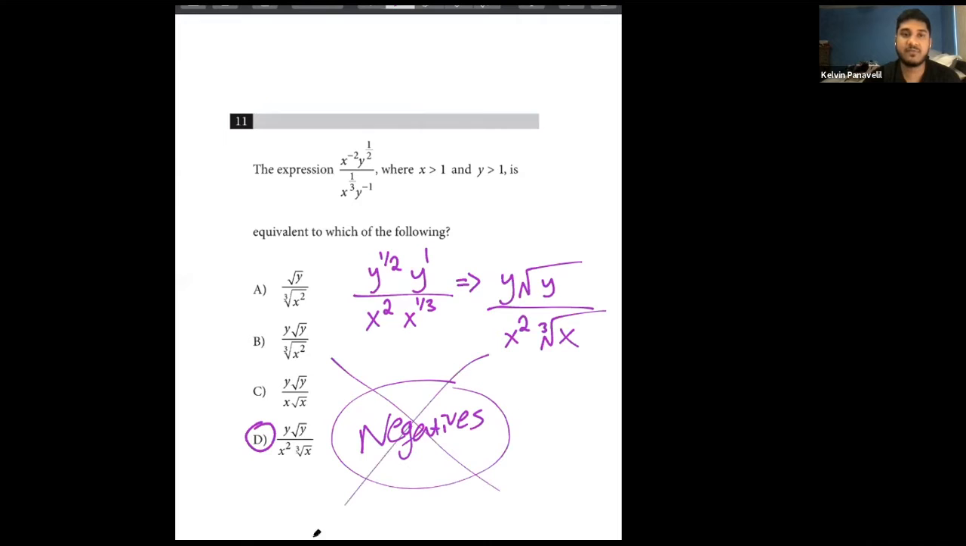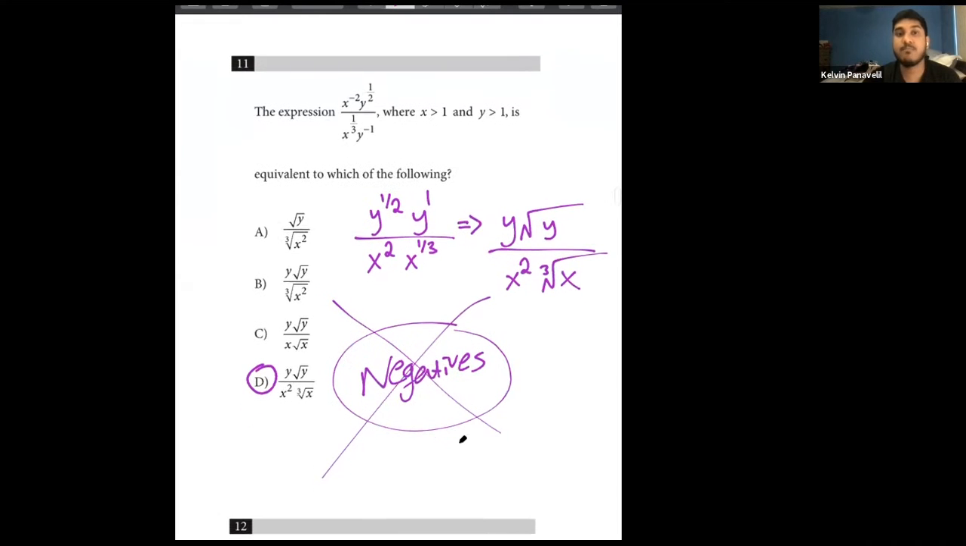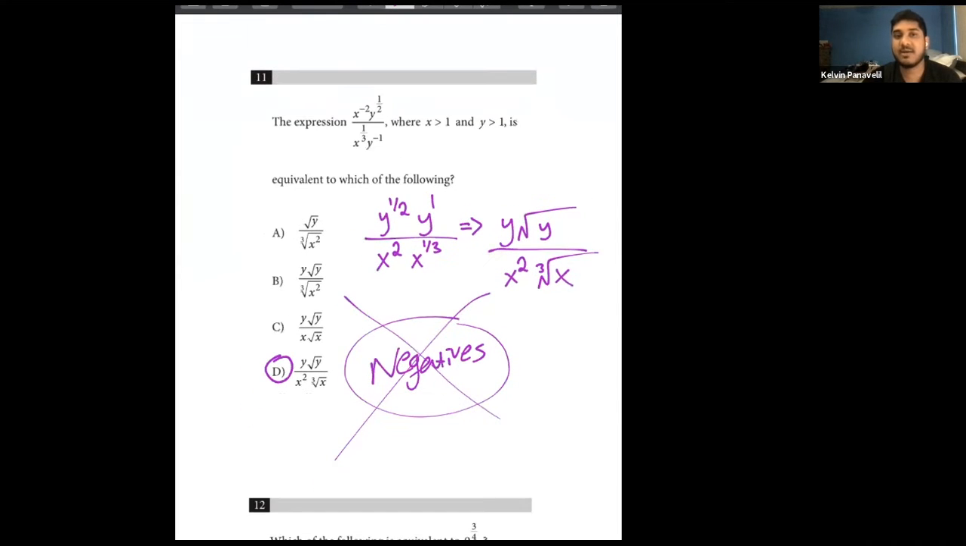But you're totally right. We could have done x to the -2 minus 1/3, and y to the 1/2 minus -1. But imagine that. We don't like negatives and we don't like fractions. So if our steps involve those two things, we're typically going in the wrong direction, okay?